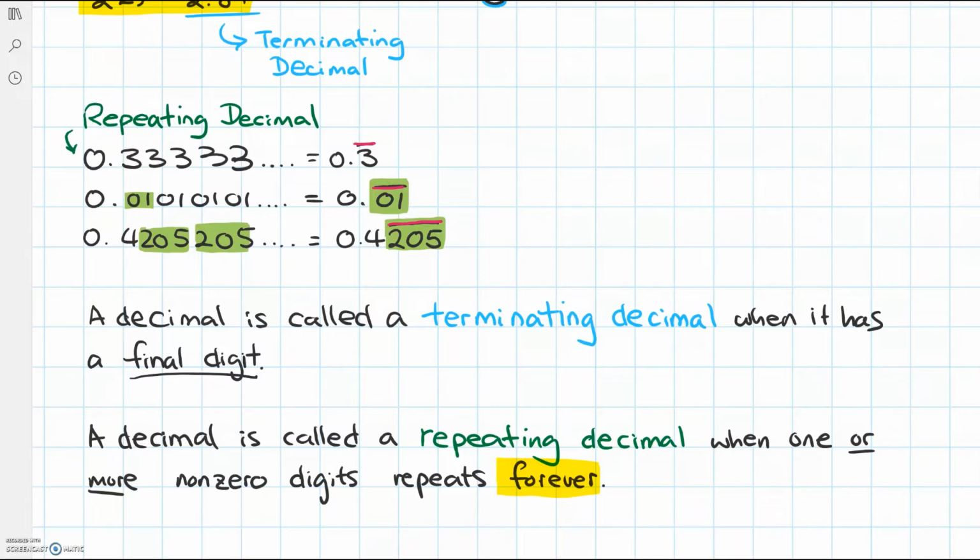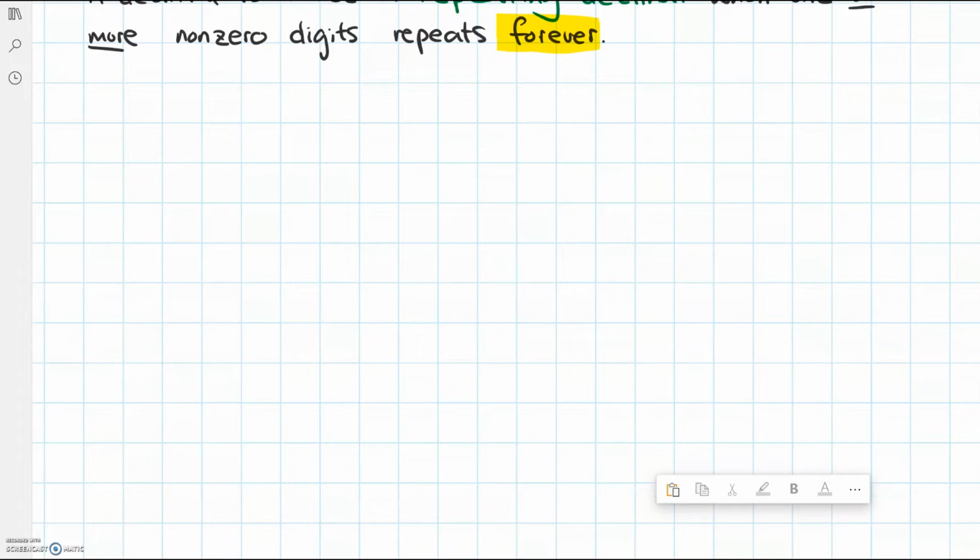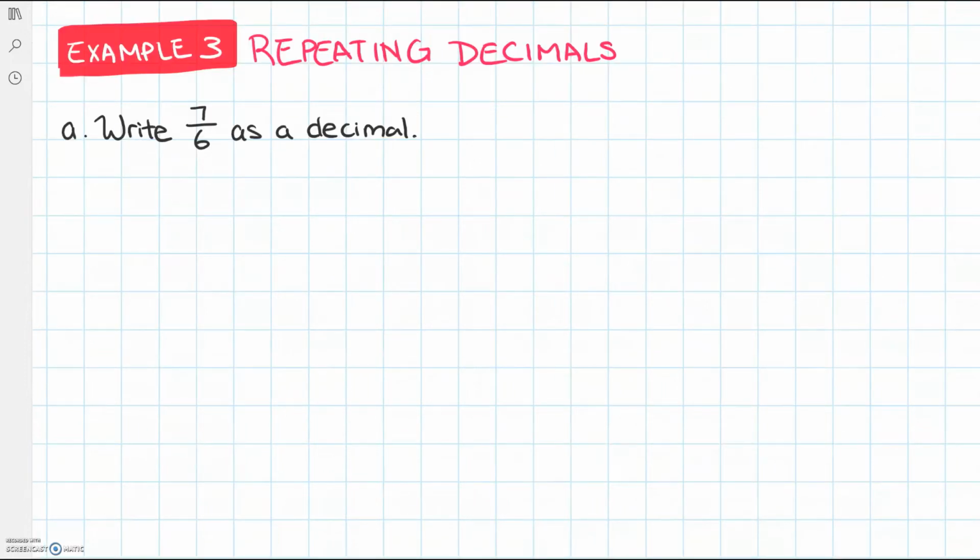So why don't we look at some fractions that are actually repeating decimals? First, let's write 7/6 as a decimal. 7/6 is basically saying 7 divided by 6, or 7 split into 6 parts. So I could write it like this. 7 divided by 6. And then let's work that out.